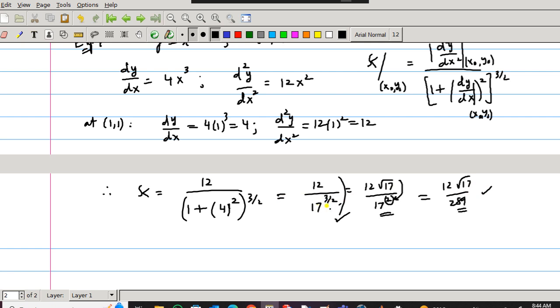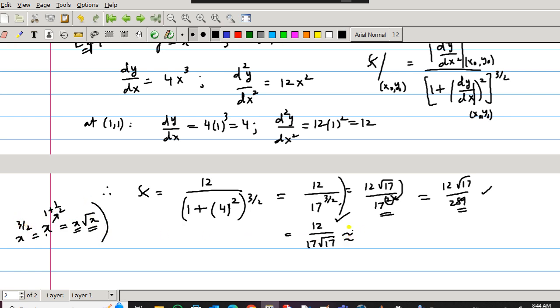So you can either stop here, or power 3 by 2 can also be written as 17 into square root of 17. Anything power 3 by 2 is x square root of x, because 3 by 2 is 1 plus 1 by 2. So I can write x to the power 1 separately and x to the power half separately. So sometimes they write x to the power 3 by 2 as x square root of x.